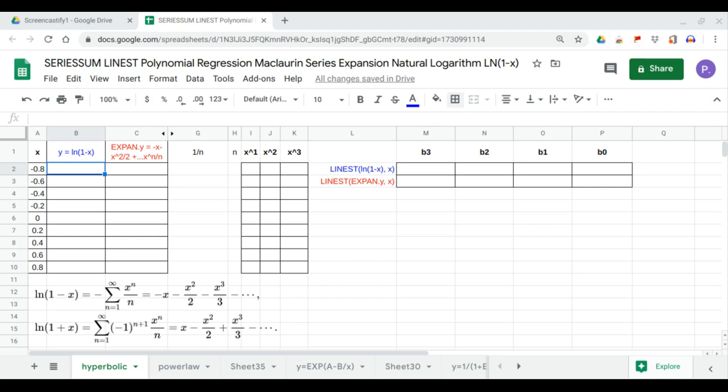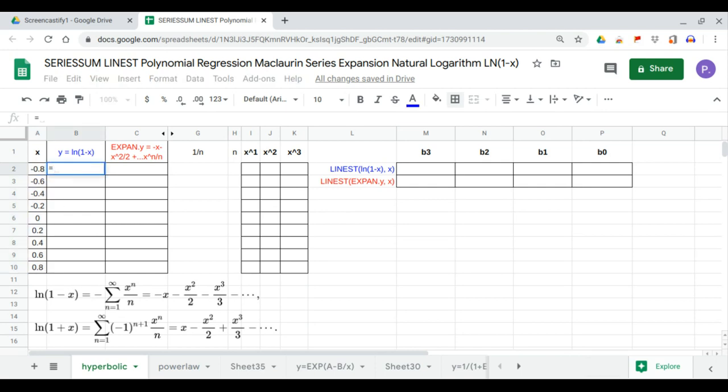We use series sum and LINEST in polynomial regression of a Maclaurin series expansion of the natural logarithm ln(1 minus x). So ln(1 minus x) is equal to negative the summation of x to the n over n, where n starts from 1 to infinity. So this is equal to negative x minus x squared over 2 minus x cubed over 3. We enter the values of x ranging from negative 0.8 to positive 0.8.